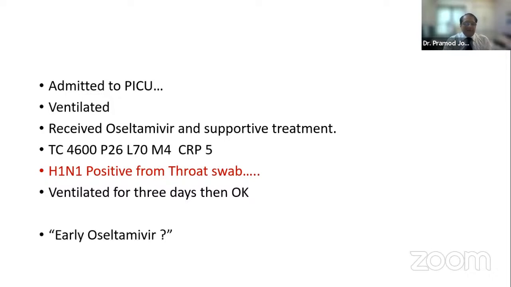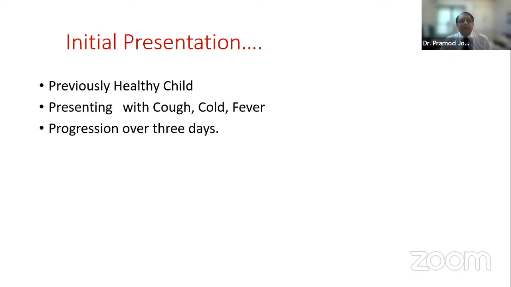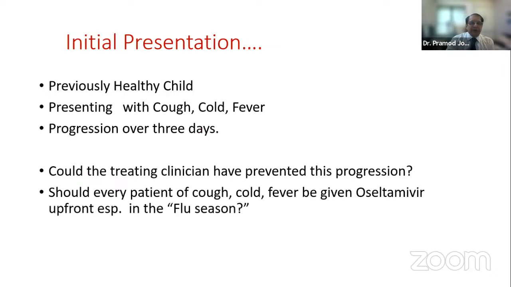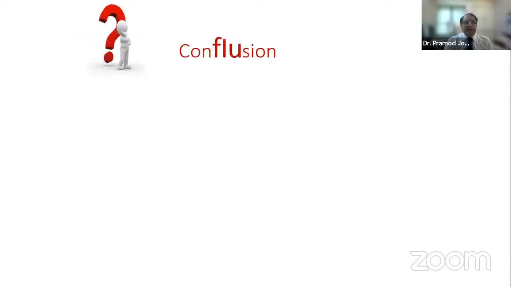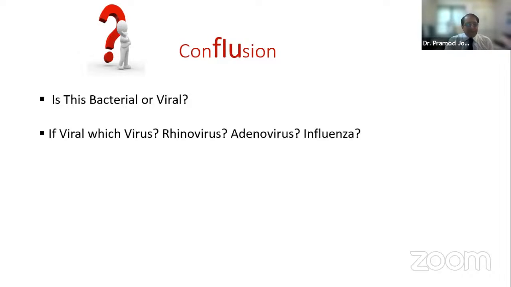When we were discussing this case, we were wondering whether early use of Oseltamivir, when this previously healthy child presented with cough, cold and fever, would have reduced the entire course of illness, and whether the treating clinician would have prevented this progression over the 3 days. Should every patient with cough, cold and fever in the flu season be given Oseltamivir upfront? We were having this confusion, and that's why I call it confusion, because it was connected with flu. We all should be aware of certain facts, whether it is bacterial or viral. Whenever a child comes with fever, cold, and cough, that's a common problem, whether it's viral or bacterial. If it is a virus, which is the virus?